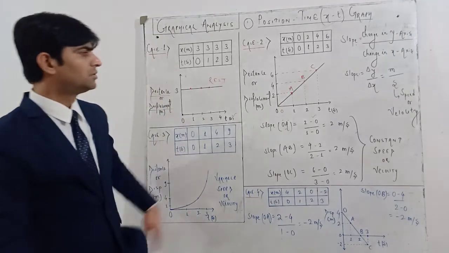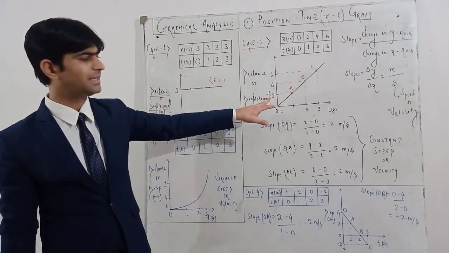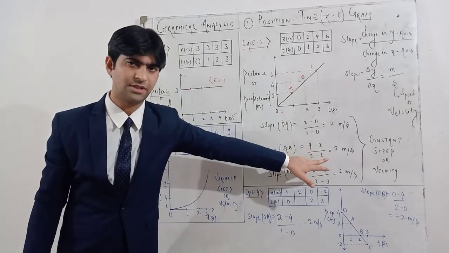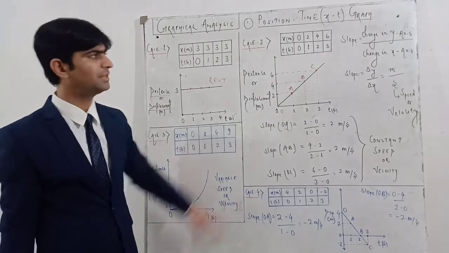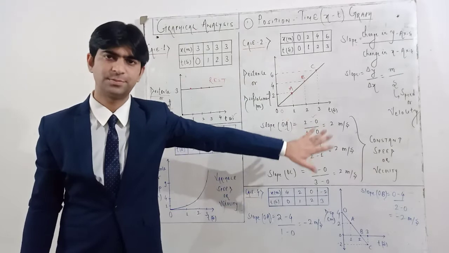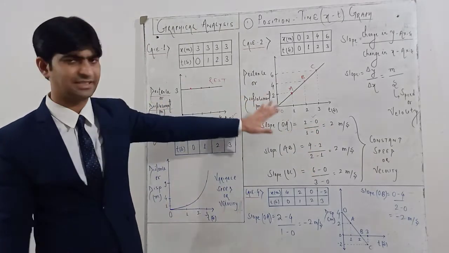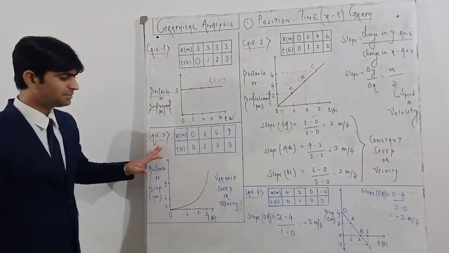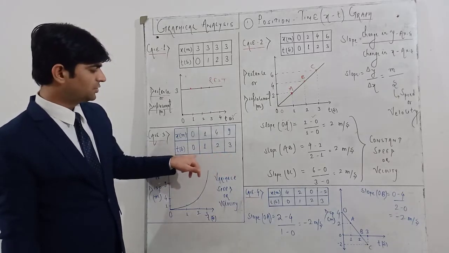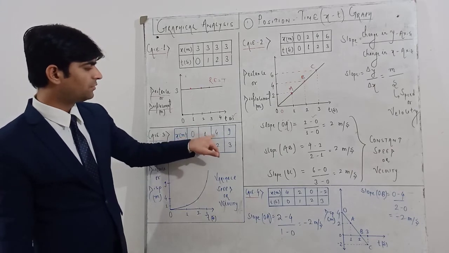So this is case number 2. A straight line passing through the origin, making some angle with the horizontal, gives constant speed or constant velocity. The slope of a distance time graph or a displacement time graph gives speed or velocity. Now, case number 3. Here I have taken the same time interval 0, 1, 2, 3, and the values taken are 0, 1, 4, 9.